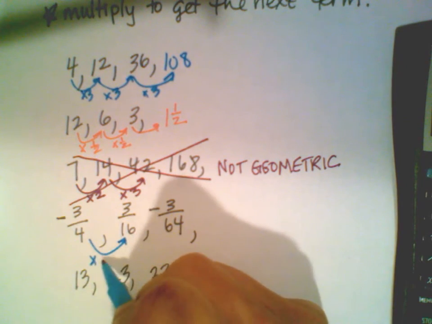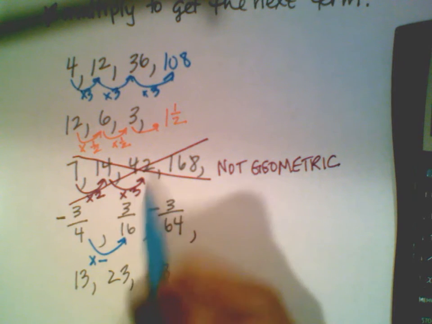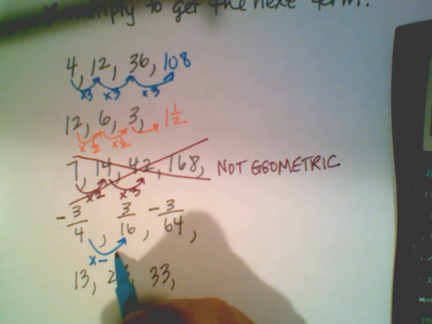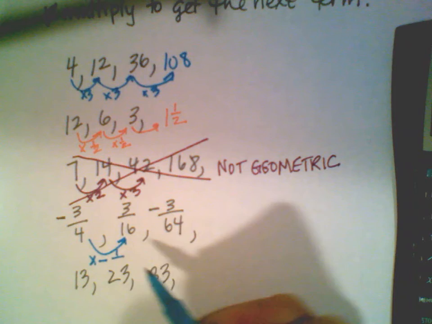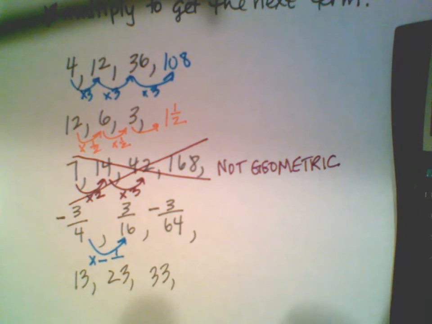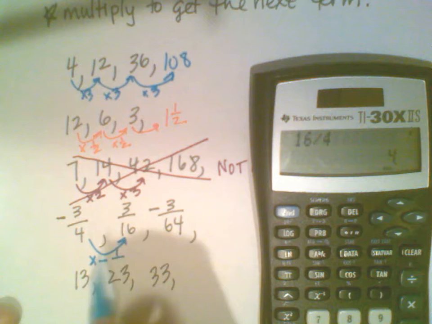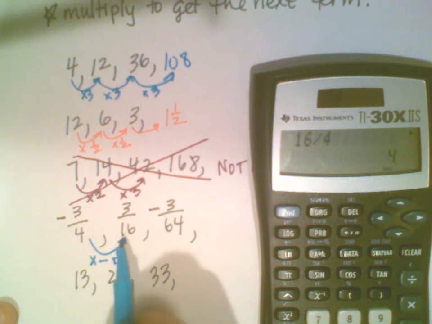So times negative something. The other thing I notice is that the numerator, or the top number, is staying 3, but the bottom is the one that's changing. Because the numerator is staying as 3, it's going to be multiplied by negative 1 over something. Now I just need to figure out how that bottom is changing. So I'll just look at the 16 and the 4. 16 divided by 4, what do I get? 4. So it looks like that one's multiplied by negative 1/4.